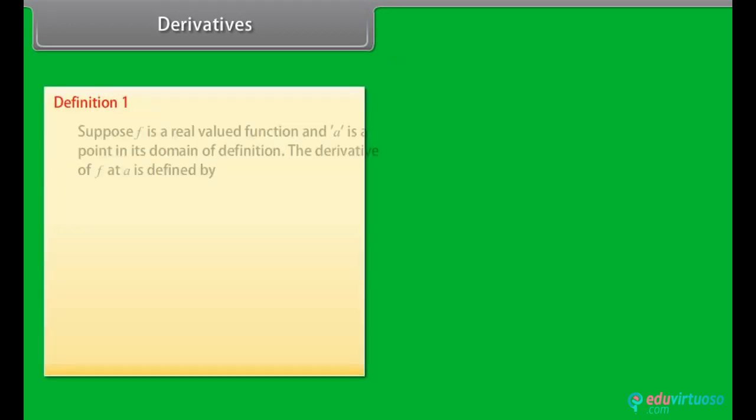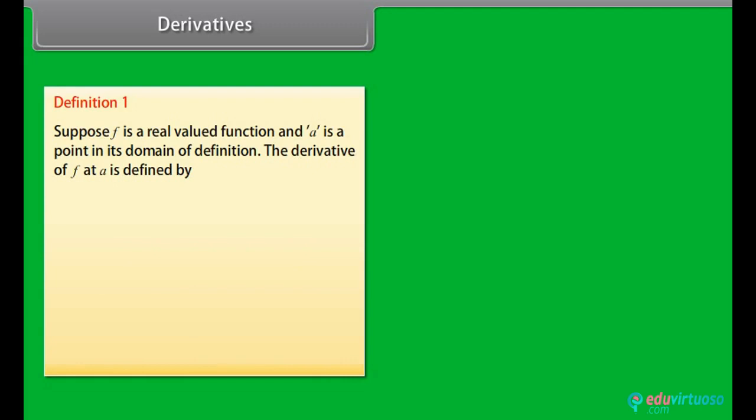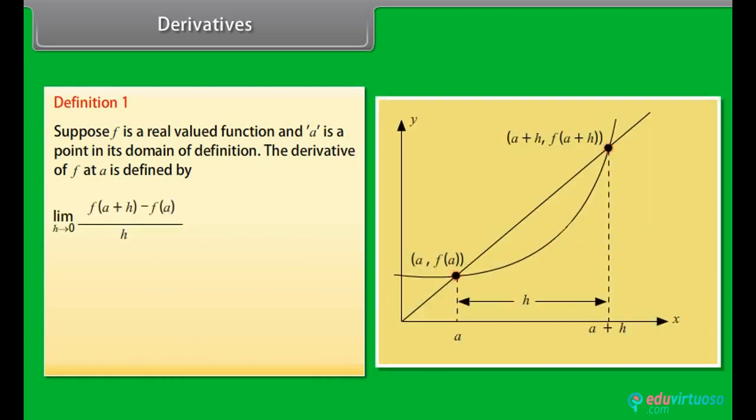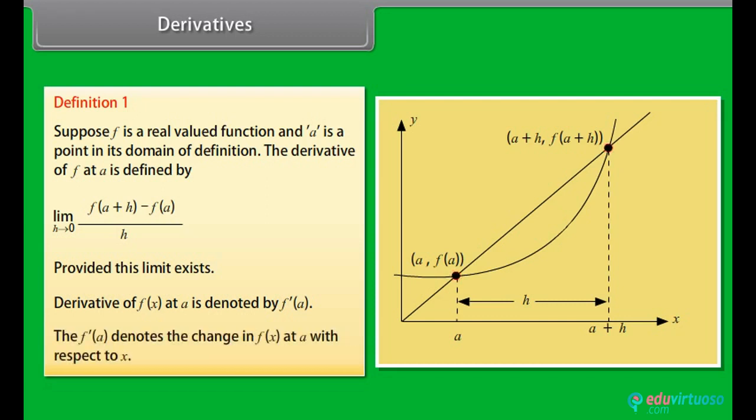Definition 1. Suppose f is a real valued function and a is a point in its domain of definition. The derivative of f at a is defined by the limit as h tends to 0 of the difference between f of a plus h and f of a, divided by h, provided this limit exists. The derivative of f(x) at a is denoted by f dash of a. The f dash of a denotes the change in f(x) at a with respect to x.